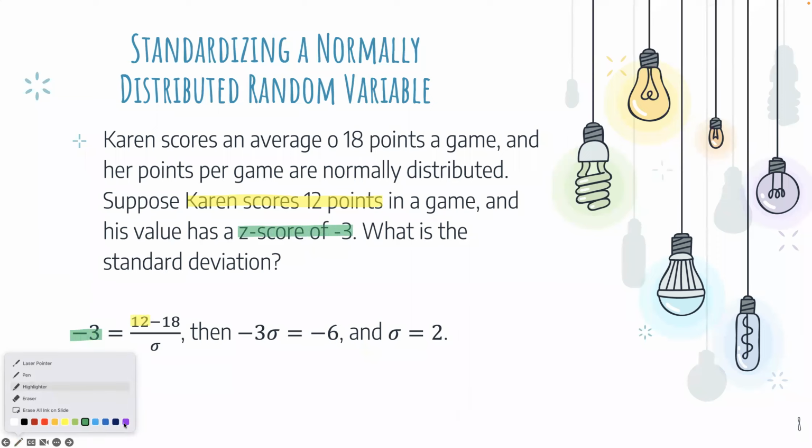And in this case, we have an average of 18 points, which is the mean for the distribution. We need to find sigma. So if we multiply times sigma on both sides, we get negative 3 times sigma equals 12 minus 18, which is negative 6. And then if we divide by minus 3 on both sides, we get sigma equals positive 2. So then the standard deviation for this situation is positive 2.